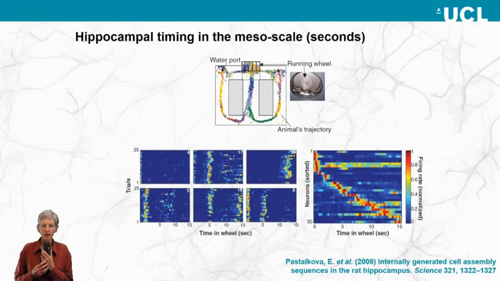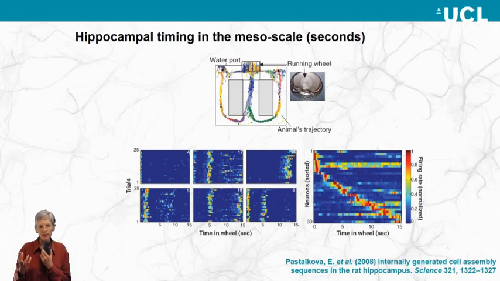So it's also the case that the hippocampus is showing phenomena that are operating on the mesoscale, the scale of seconds rather than milliseconds. And this is a set of experiments that have revealed the existence of what we have come to call time cells, although it's still a little controversial exactly what they're encoding. So one of the first illustrations of this was this study by Pastalkova and colleagues.